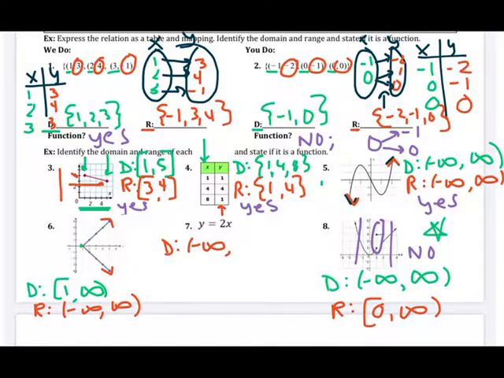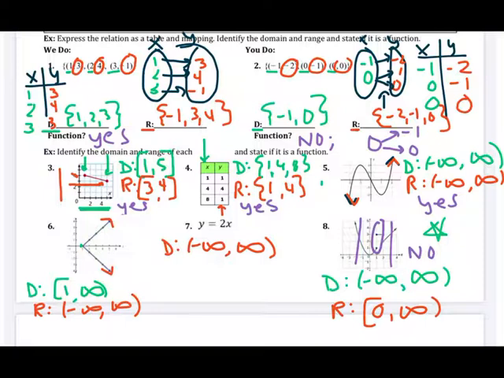Can I plug in 0? Sure. 2 times 0 is 0. I'm allowed to plug in 0. Can I plug in positive numbers? 3, 5, 7, 1,000? Yes. So the domain here is everything. In next unit, we're going to talk about how this is actually a graph, or a line, and the domain of every line is going to be negative infinity to infinity.